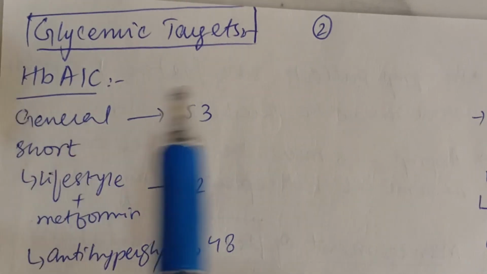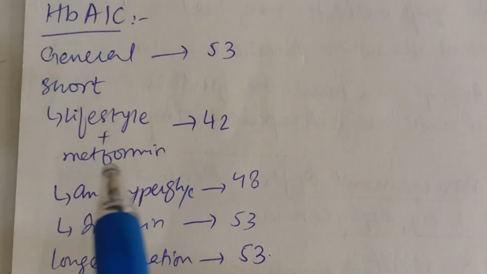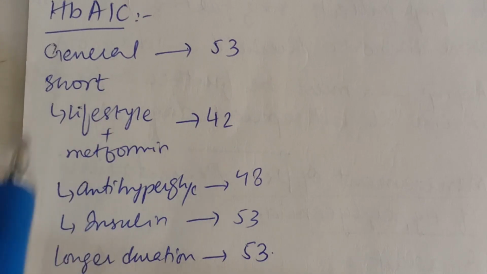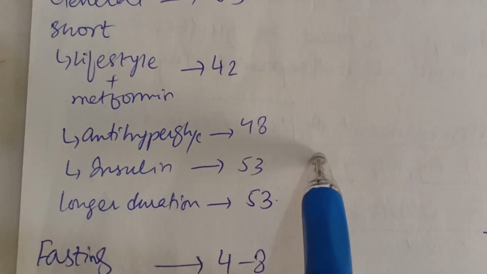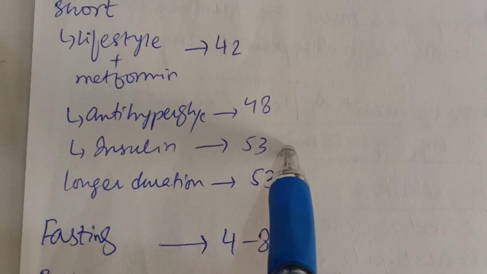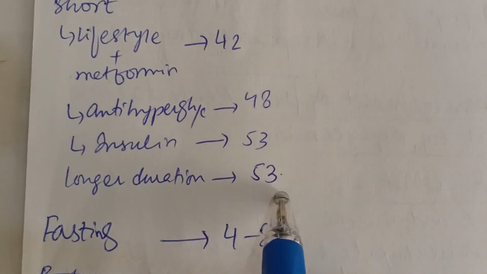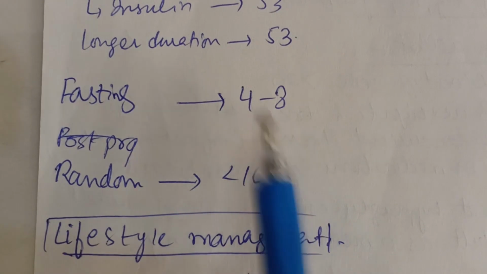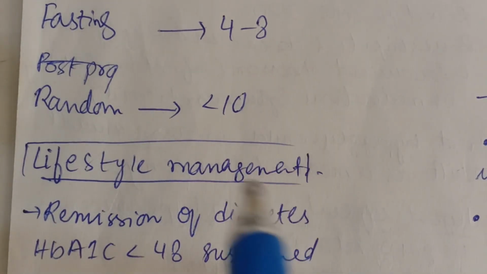So for HbA1c, in the general population, we are going to consider 53 as the glycemic target. If the patient has recently diagnosed diabetes, or a short duration of diabetes, and is on lifestyle modification and metformin, the HbA1c target would be 42. If the patient is on anti-hyperglycemics, 48 would be the target. If the patient is on insulin, the HbA1c target would be 53. And in patients who have had diabetes for a longer duration, 53 is the target for HbA1c. In the case of fasting blood sugar, 4 to 8 is the glycemic target, and in cases of random glucose, the target is less than 10.